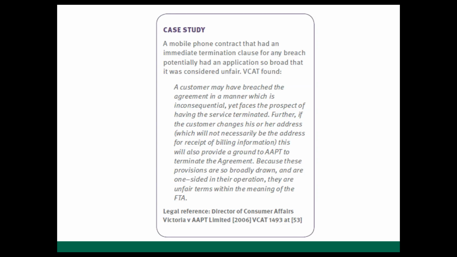So one of the recent examples in VCAT was a mobile phone contract. Basically, it stated a customer may have breached the agreement in a manner which is inconsequential, yet faces the prospect of having the service terminated. Further, if the customer changes his or her address, which will not necessarily be the address for billing, this will also provide a ground to AAPT to terminate. Because these provisions are so broadly drawn and are one-sided, which is the real key, one-sided, they are unfair terms. So as I said, the rest of the contract is still fine. It is just the clause that is unfair that is considered void by the court.